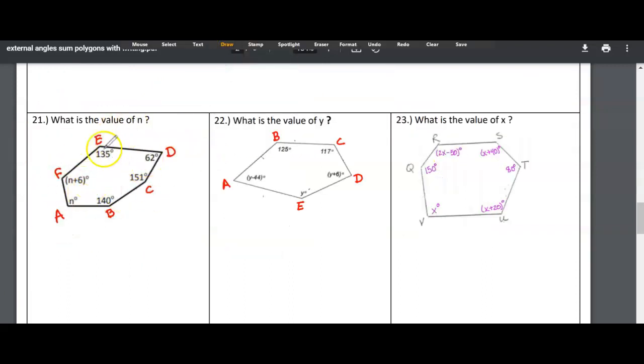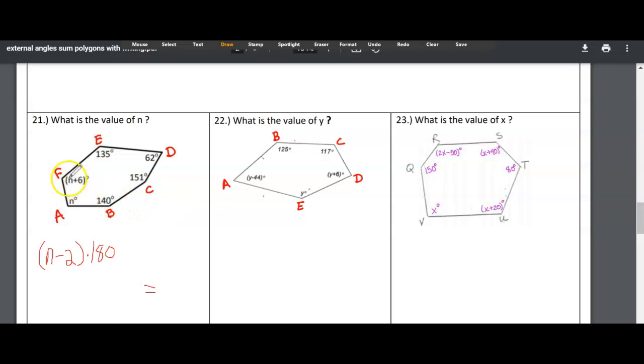Remember, for interior, you always have to count the number of sides. So you have to count the number of sides, which is n. Then you have to subtract 2, always. Then you multiply that, because that tells you how many triangles there are. Then you multiply that times 180 degrees to find the total interior. And that gives you your sum, which would be right here.